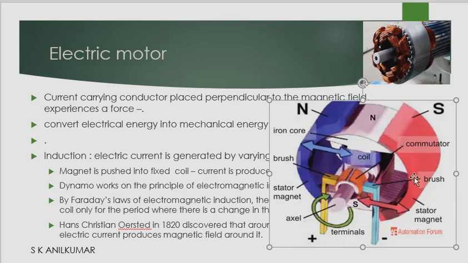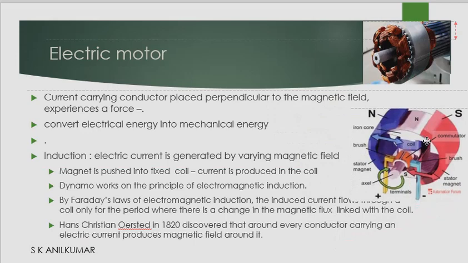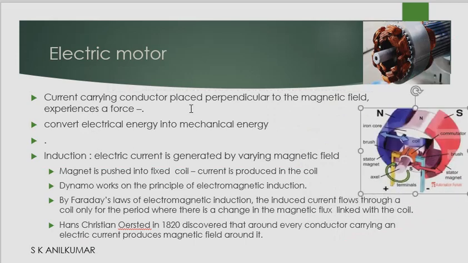And then this is the north pole and south pole of the magnet. These are the static magnets. This is a commutator, this is a coil. So you have a magnet, you have a coil, and when current is passing through, there will be a force. A current carrying conductor placed perpendicular to the magnetic field experiences a force. This coil is the current carrying conductor, placed perpendicular to the magnetic field between the north and south poles.